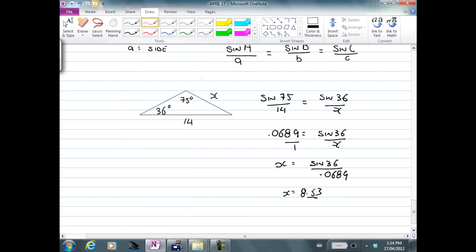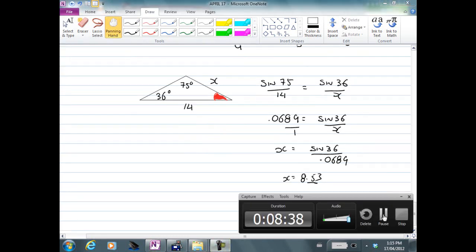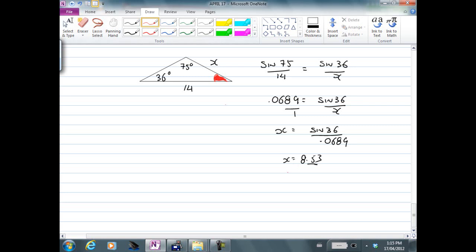Next question. What is this missing angle right now? Oh, please. Even my grade 8s can figure this one out. What is that missing angle? I'll give you a hint. All triangles must add up to something. Voila. And that's how you do it. Moving on.